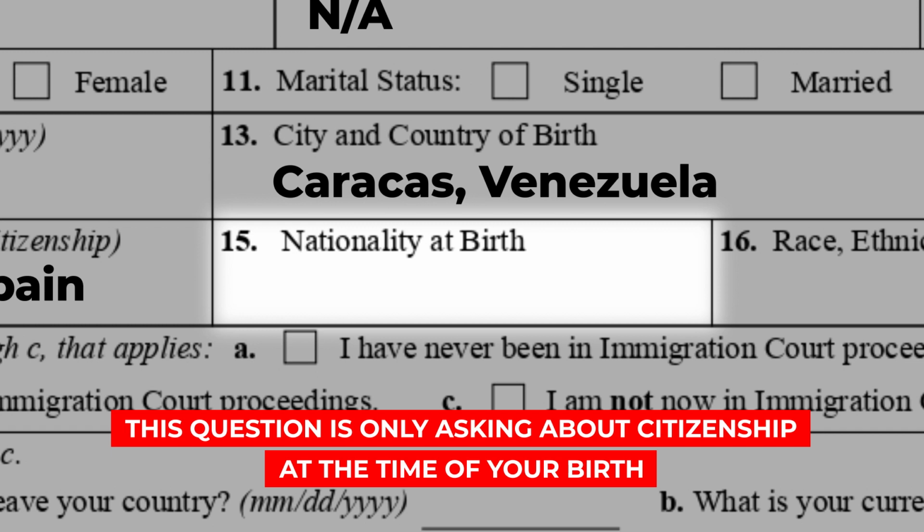Note that if you had a citizenship or nationality at some point, other than when you were born and do not have it now, then you wouldn't need to list it in this application form, because the form is only asking about those two moments in time, your birth and now, meaning the time at which you're submitting your asylum application.